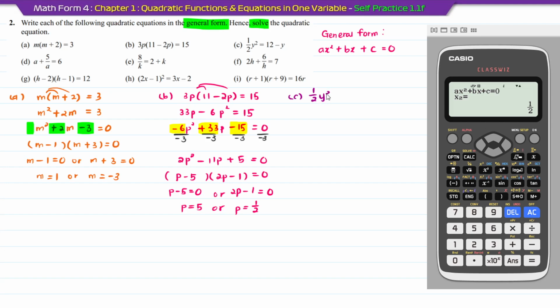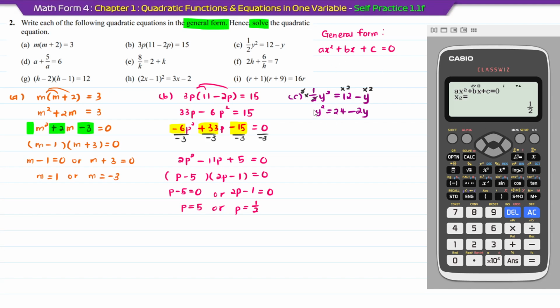1 over 2 y squared equal to 12 minus y. If you look here, we have fractions. To eliminate the fractions, I'm going to multiply each of the terms by 2. For this one, 1 over 2 times 2 cancels, and we can simplify it to become 1y squared. Later on, you are going to get y squared equal to 12 times 2 is 24, minus 2 times y is 2y. Therefore, you have eliminated the fractions.